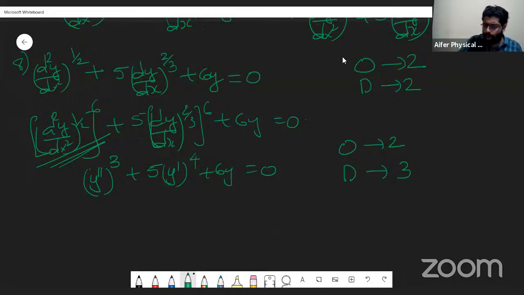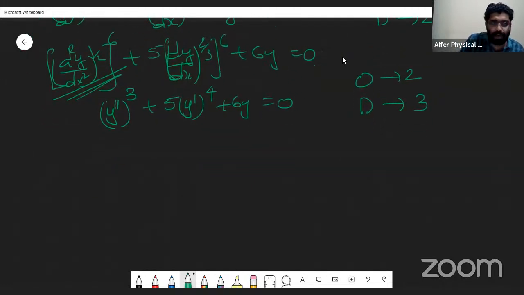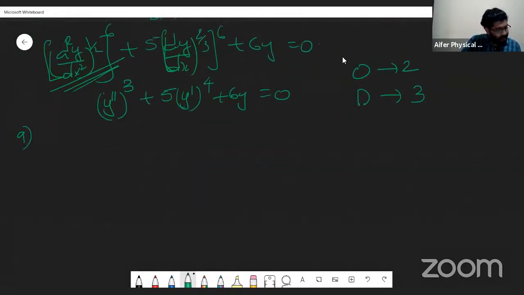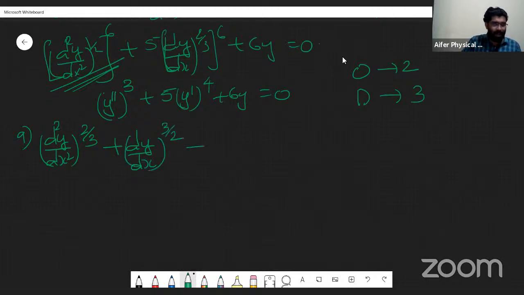And now we'll move to one more example similar to that. The last one: (d square y by dx square) whole power 2 by 3 plus (dy by dx) whole power 3 by 2 plus y equal to 0. Okay.